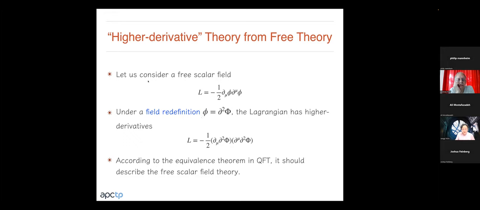So now let's do a simple exercise. Let's consider the free scalar field. And then let's say I want to study this kind of field redefinition, some crazy field redefinition. No one would use this field redefinition, but let's try it. And you immediately obtain this higher derivative theory. But according to the equivalence theorem in quantum field theory, this higher derivative theory should also describe a free scalar field theory, because it's just a field redefinition.